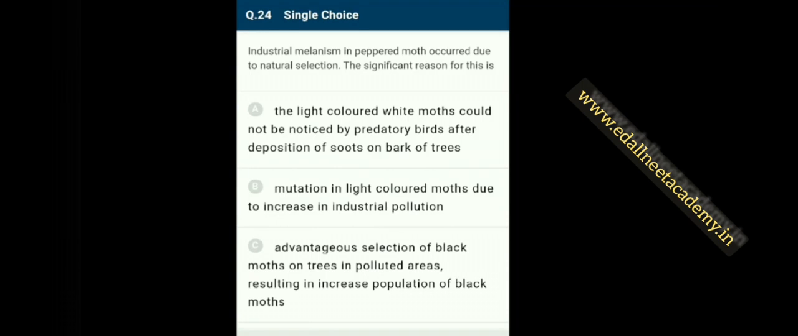Due to industrial pollution and soot deposition, the bark of trees becomes darker in color, which was advantageous for black moths as they were camouflaged and difficult for predators to identify. As a consequence, the white colored moths were easily visible and got hunted more than the black colored. The population of black colored moths increased due to natural selection as they were better adapted to the current environment. So the answer for this question is option C. Advantageous selection of black moths on trees in polluted areas resulting in increased population of black moths.